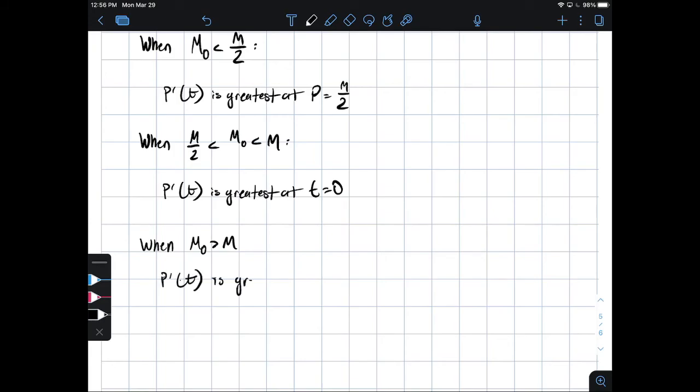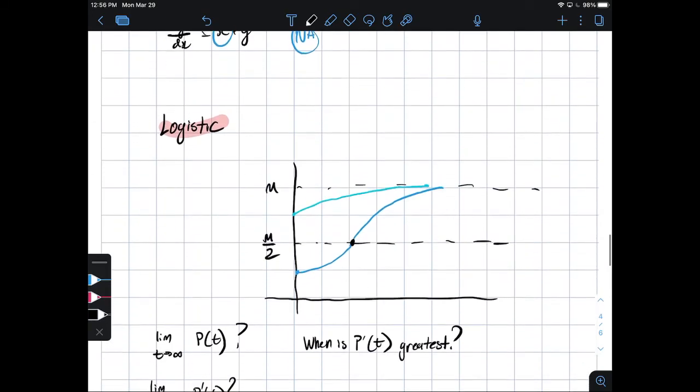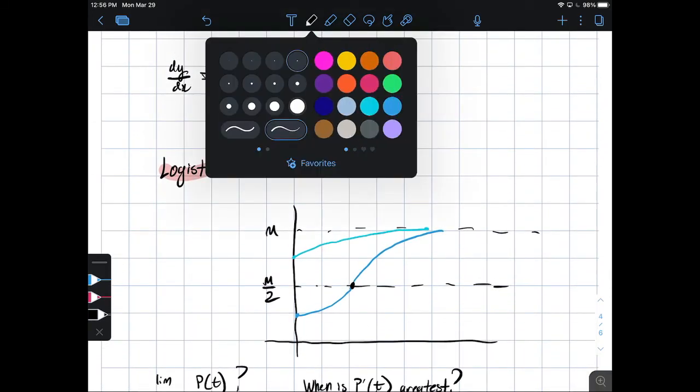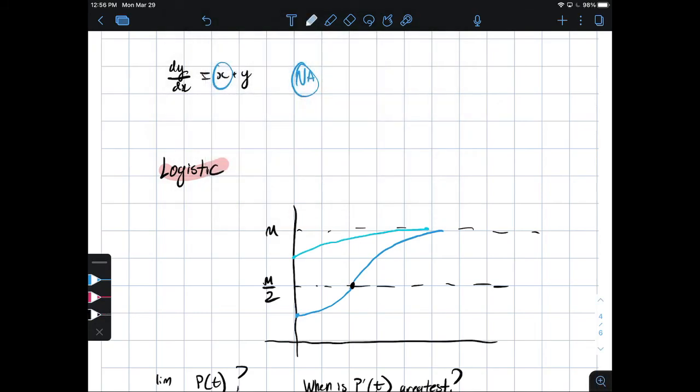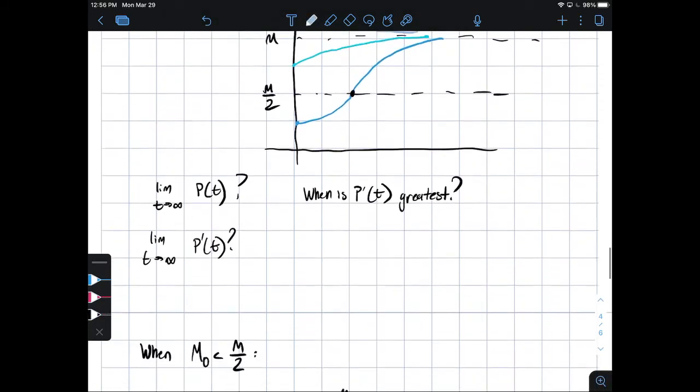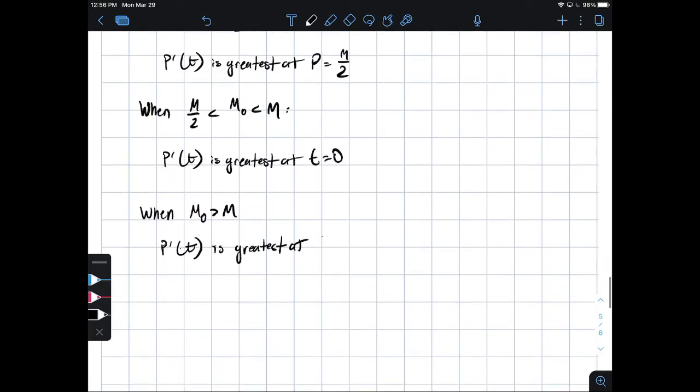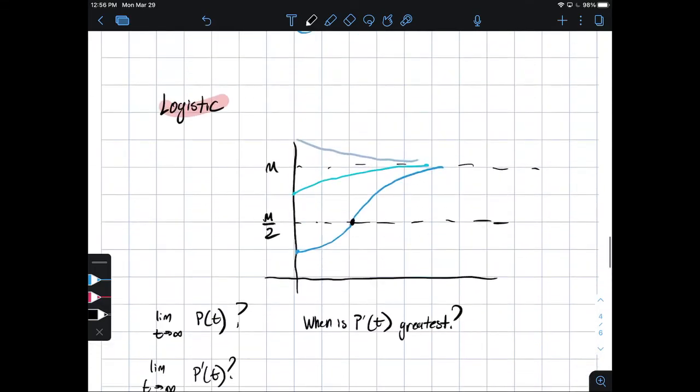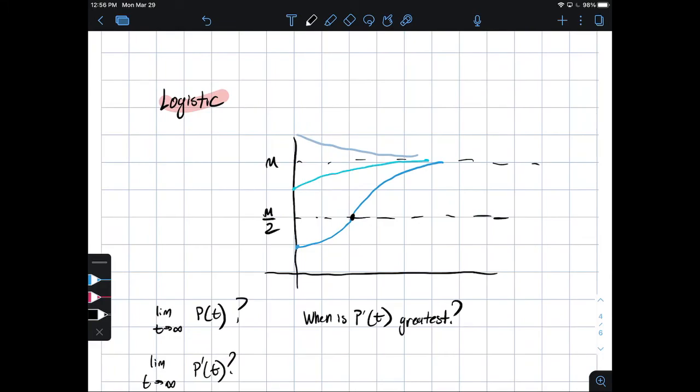And for the last case, when P sub 0 is greater than M, P prime of t is greatest at, let me draw the curve, of course, and essentially it's just like this. And spoiler, it's going to be at t equals 0 again. So I mean, that's the gist.